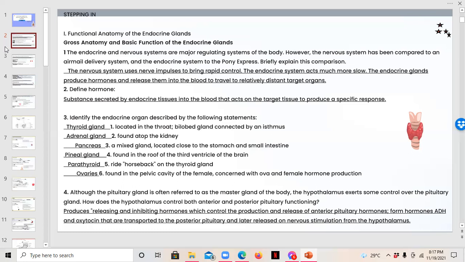The answer is it produces releasing and inhibiting hormones which control the production and release of anterior pituitary hormones, and forms the hormones ADH and oxytocin that are transported to the posterior pituitary, and later released on nervous stimulation from the hypothalamus. Next slide, please.